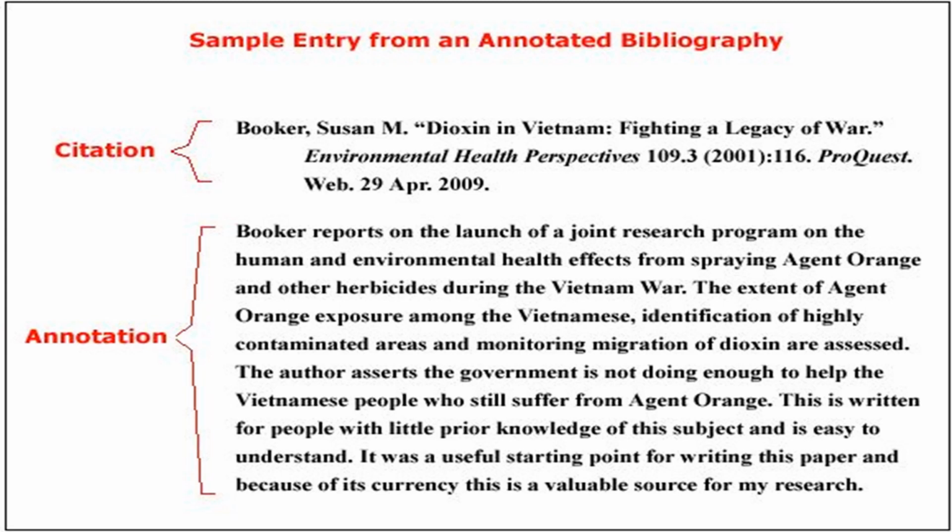Next part is the target audience. So the next sentence would be identifying who would benefit from reading this material or reference. So this is written for people with little prior knowledge of this subject and is easy to understand. So that is the third part, the target audience.